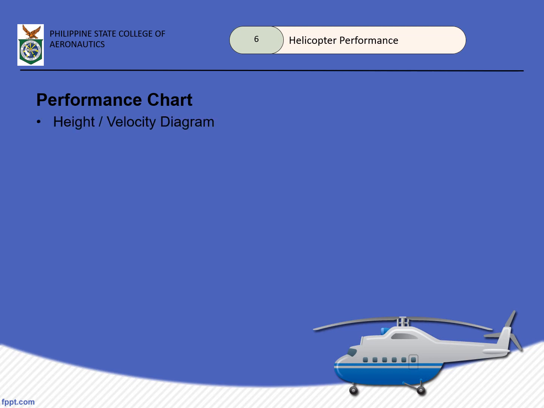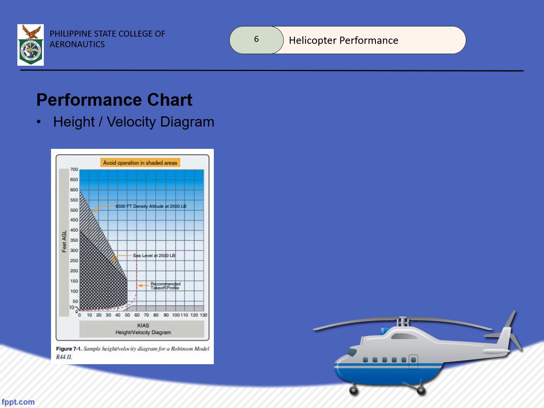We now have the height velocity diagram, or HV diagram. The HV diagram shows the combinations of airspeed and height needed to complete a landing after an engine failure. Basically, the shaded regions should be avoided by the pilot, since there is a possibility that a safe autorotation cannot be done during operations under that shaded region.